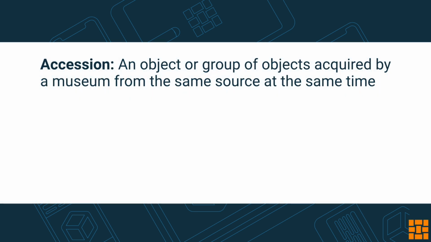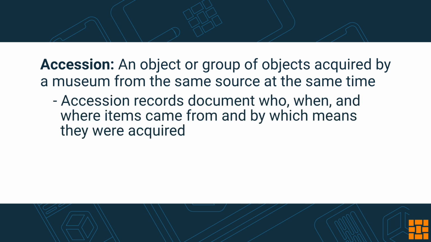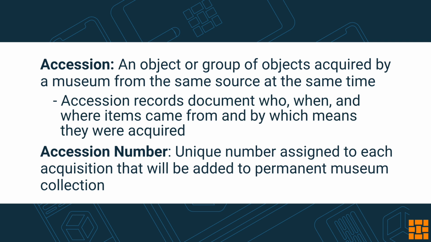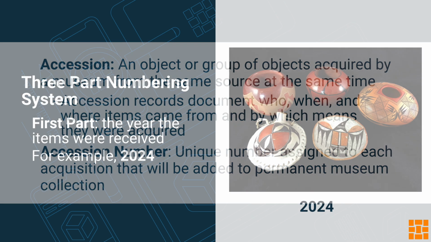Accessions refer to an object or a group of objects that were acquired by a museum from the same source on the same date that will be added to a permanent collection. Accessions document who, when, and where items come from and by which means they were acquired. Whether it's one item or multiple items, as long as they came from the same person on the same date, they're assigned the same accession number.